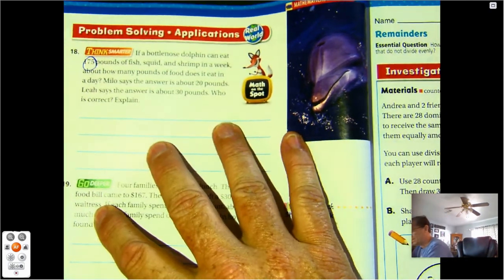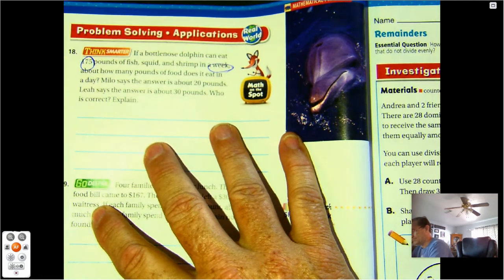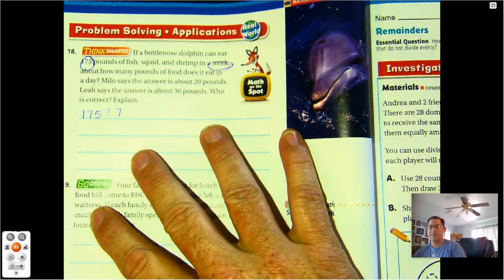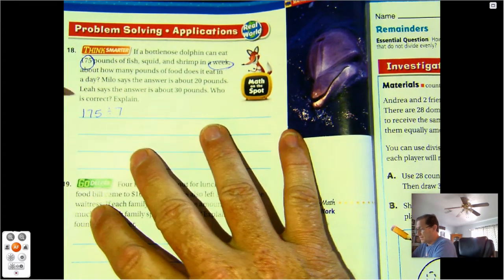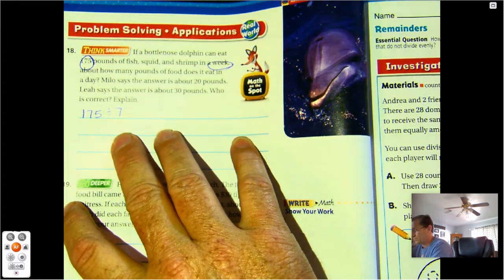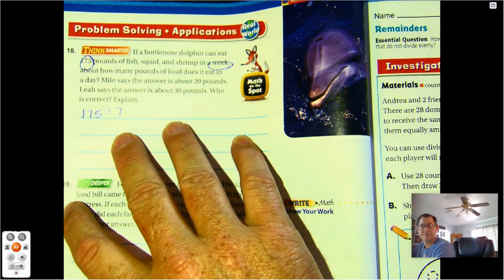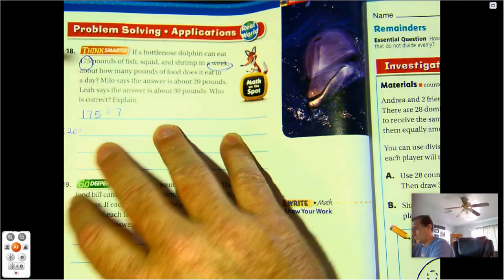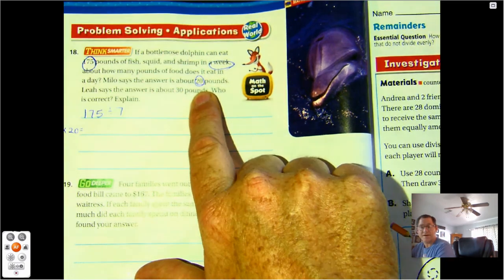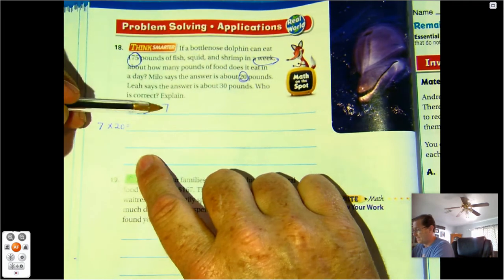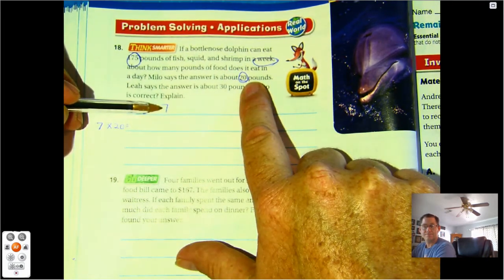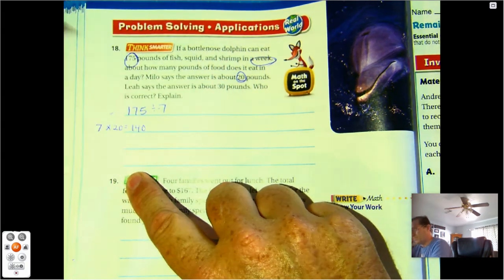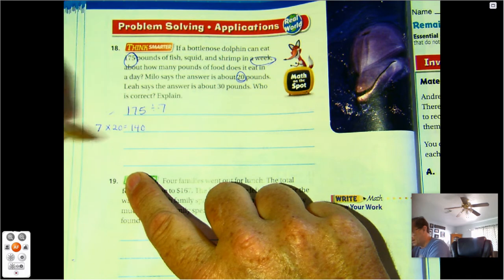Okay, so 175 pounds in a week. So that's 175 divided by 7. So which of them is going to be closest with their estimates? So if we go 7 times 20, right? Because Milo says it's about 20 pounds. So his divisor times 20 would give him the dividend. So 7 times 20 is about 140. All right. 7 times 30 is 210.